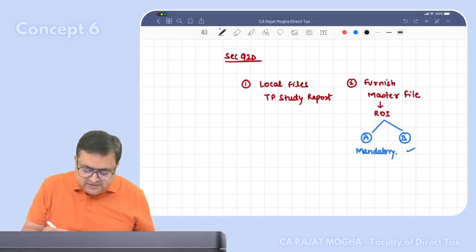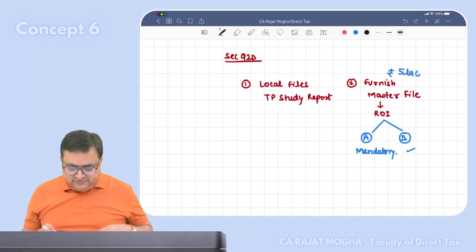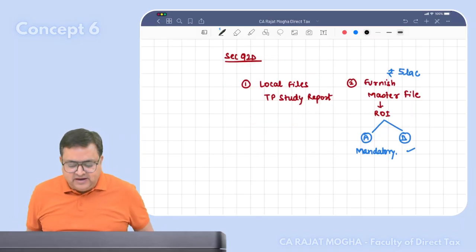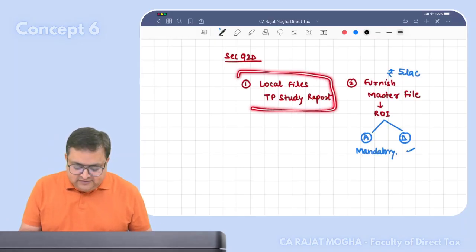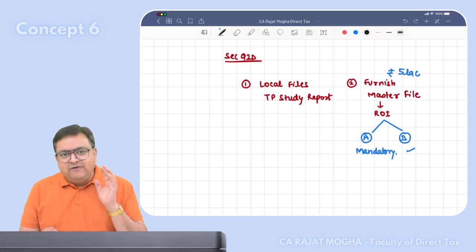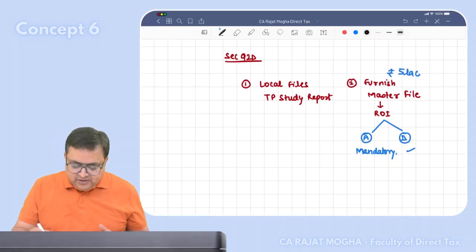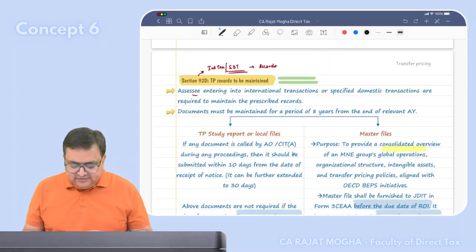If you don't furnish the master file, the penalty is 5 lakh rupees, guys. What is the penalty for the local file? I'll tell you, 2% of the value of transactions. Now, first of all, local files. You have to maintain local files. You don't have to give it with the ROI, but whenever it is asked, then you have to give it. So first, section 92D says documents must be maintained for a period of 8 years from the end of the relevant assessment year.